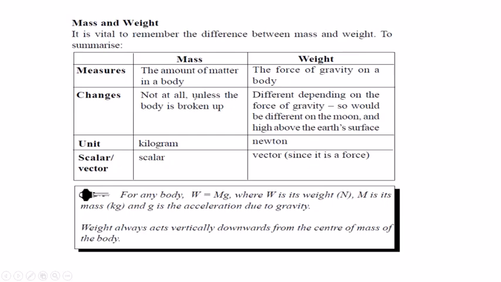The SI unit of mass is kilogram, whereas weight is Newton. Mass does not have a direction, so it's a scalar quantity, whereas weight is a force, it has a direction, so it's a vector quantity. And the formula which relates mass and weight is weight is equal to mass multiplied by gravity. And it is always acting downward from the center of mass of an object, or toward the center of the planet. So this is the difference between the mass and the weight.